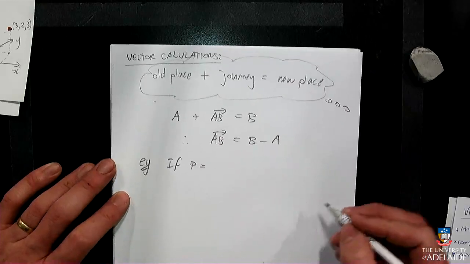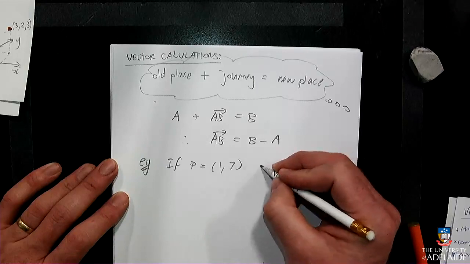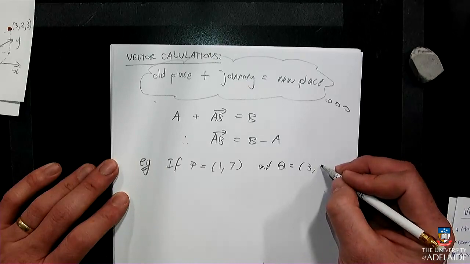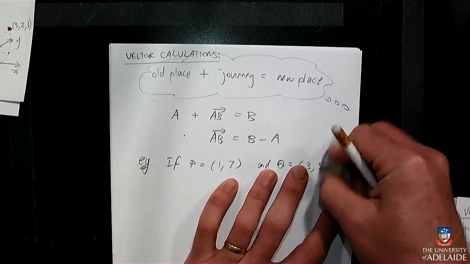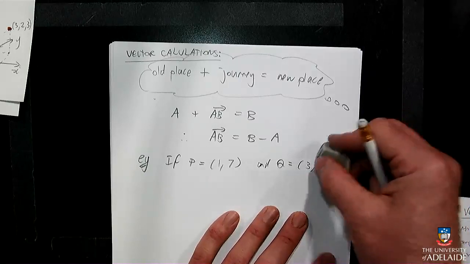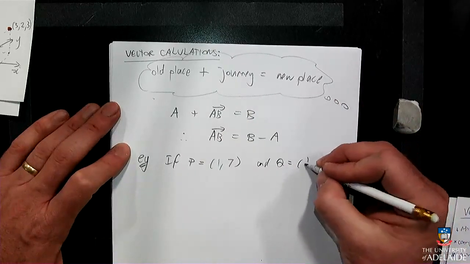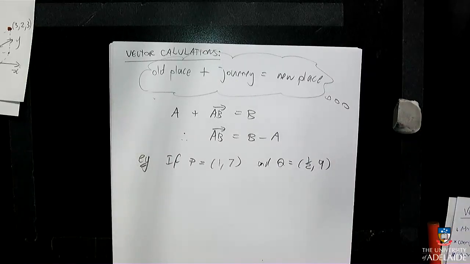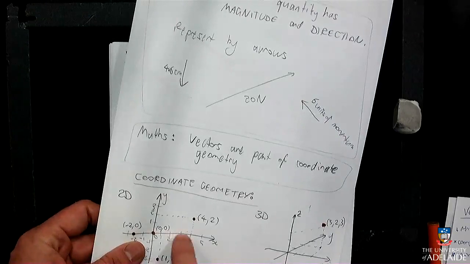If P is the point (1, 7) and Q is the point (1/2, 9). I just want to point out here there's nothing that says vectors have to have whole numbers in them. It's perfectly okay to have fractions or even square roots or anything else. Any numbers are okay in that spot because we can have numbers between these things on the axes.